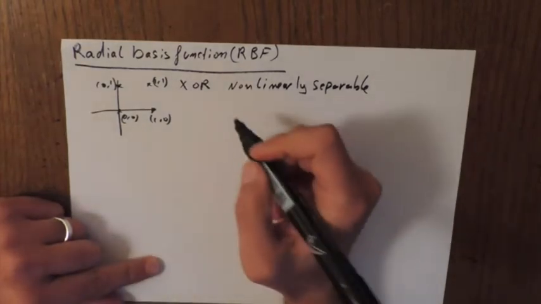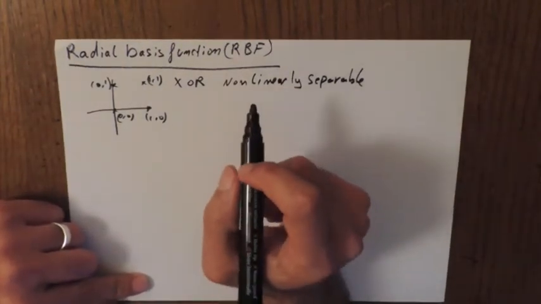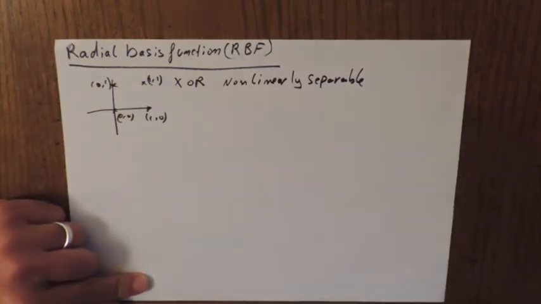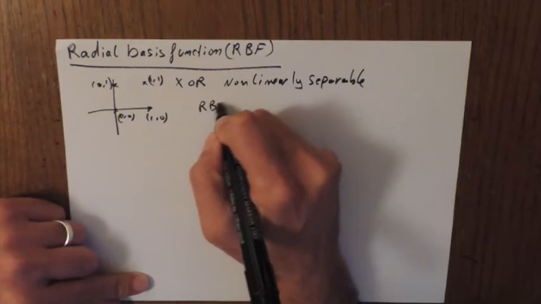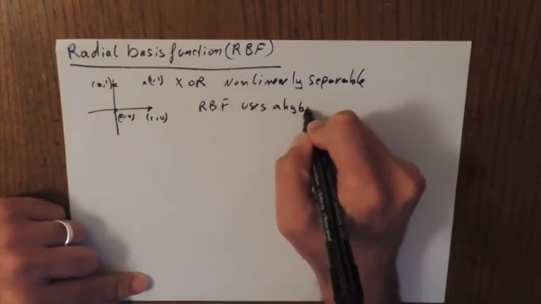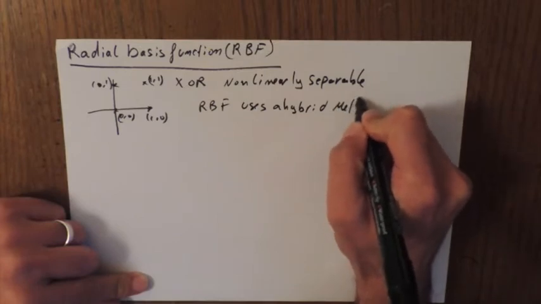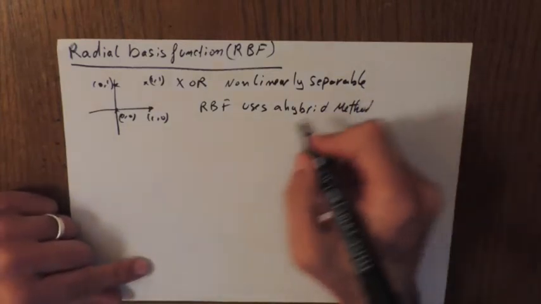So what we're trying to do here is we would like to solve it. And the way radial basis function does it is by a hybrid method. So RBF uses a hybrid method to achieve this. This hybrid method has two stages.